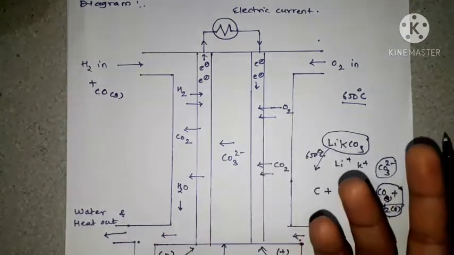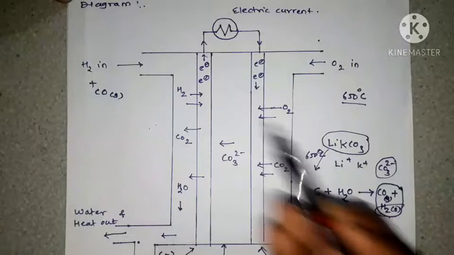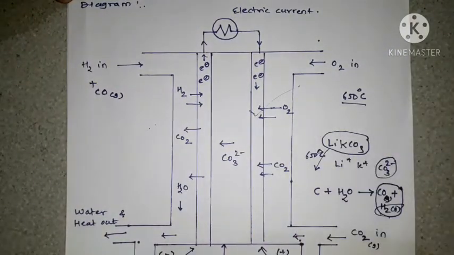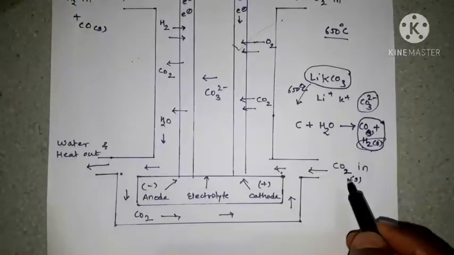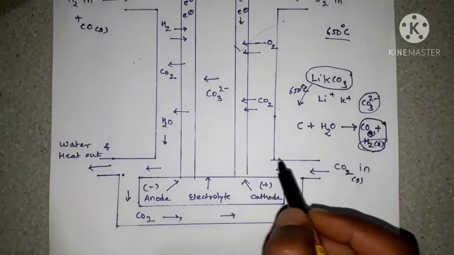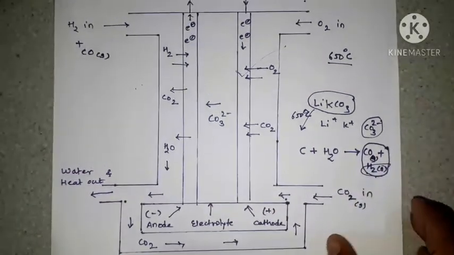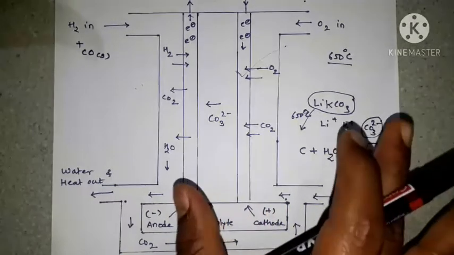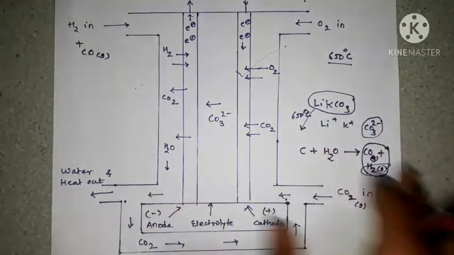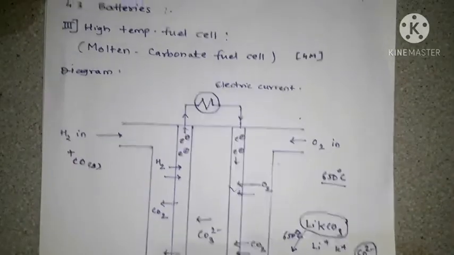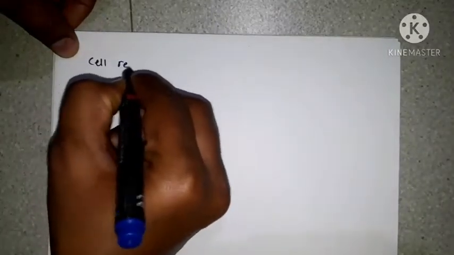The hydrogen gas, as we know, is continuously passed on the anode and oxygen gas is continuously passed on the cathode, and one more gas, CO2 gas, is also continuously passed on the cathode. So let us see. First, this is the explanation or construction of this molten carbonate fuel cell. Okay, so let us see the cell reaction, a very important part.